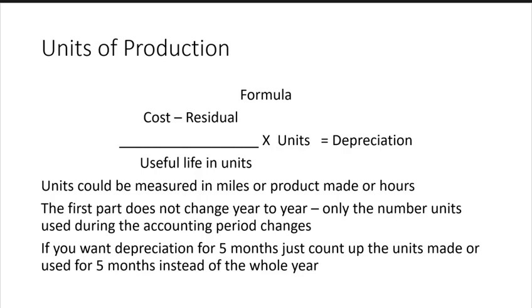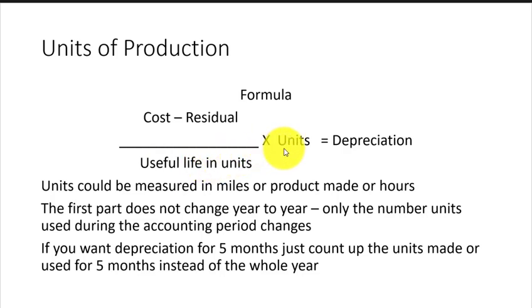where really something is getting used up based on how many widgets it makes or how many miles it goes or that sort of thing. So we're going to divide by how many miles we think it's going to go total, and then multiply by how many miles it goes during the time period that we're worried about getting depreciation for. Once you have done this first part of the formula, cost minus residual divided by useful life, that does not change year to year. That's going to be the same through the whole useful life.